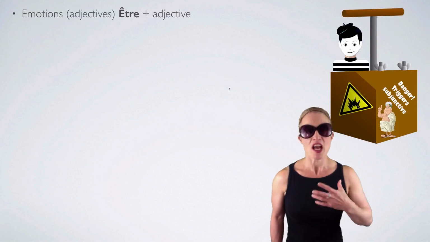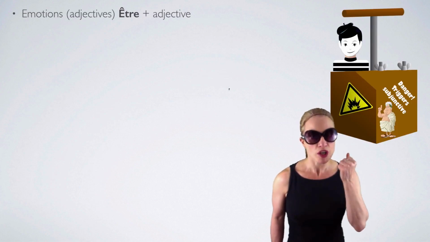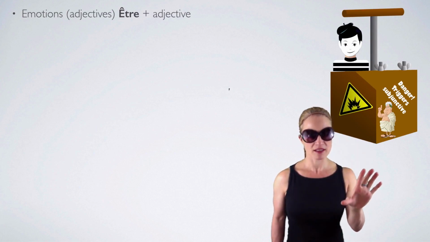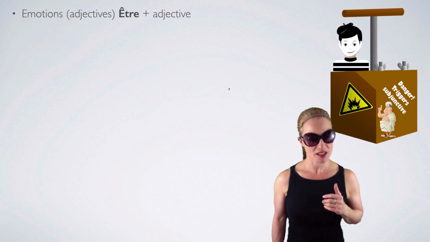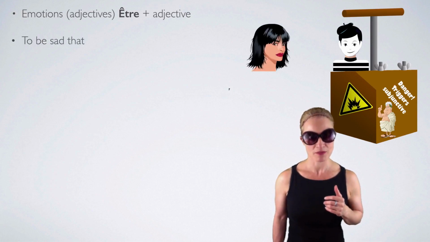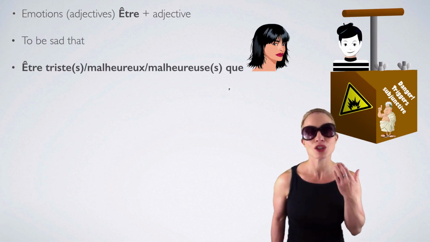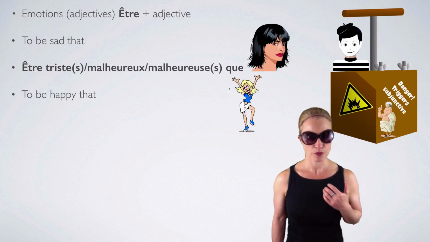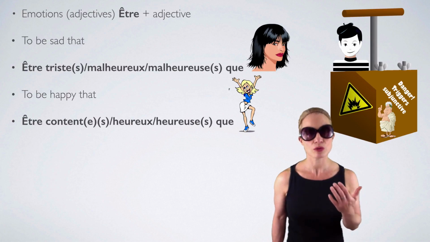Then we have emotions. We're going to be using adjectives. So you have your part of être, conjugated, plus your adjective, which brings up the subjunctive. To be sad that: être triste que, ou malheureux, malheureuse que. To be happy that: être content ou contente que. Être heureux or heureuse que.